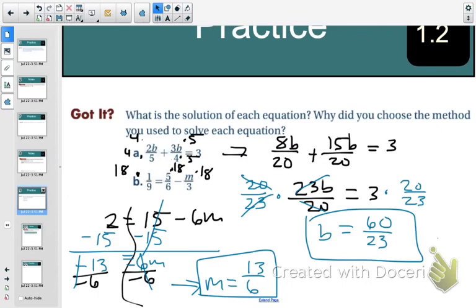Alright, so these ones didn't really turn out to be such nice numbers. But on A, I did the common denominator method and then added. So I got the common denominator of 20. So 8b over 20 plus 15b over 20 equals 3. Combine like terms and solve that out, and I got 60 over 23 for b. On B, I cleared the fractions by multiplying by the common denominator, which was 18, and I ended up getting m equals 13/6. So if you didn't get that, check my work.